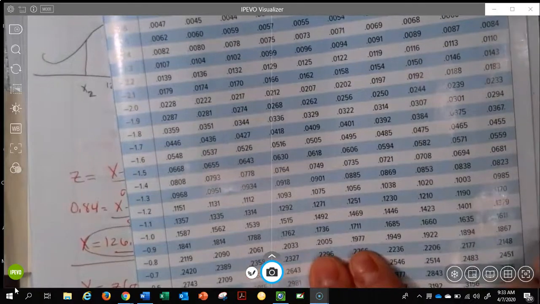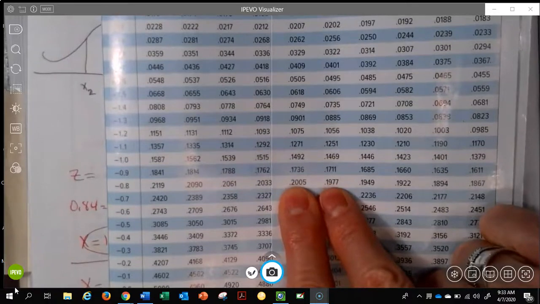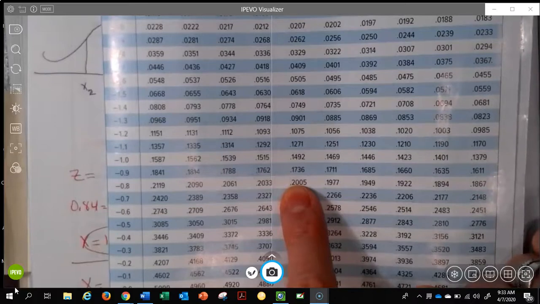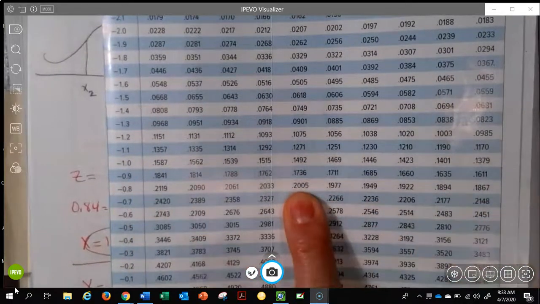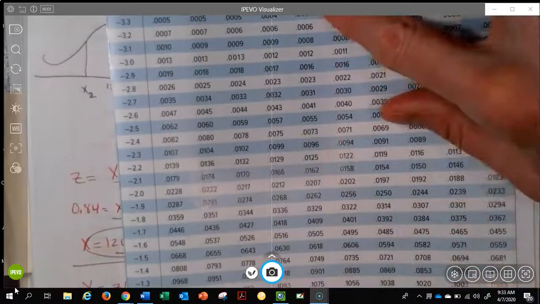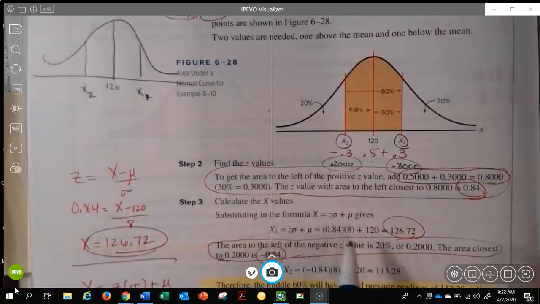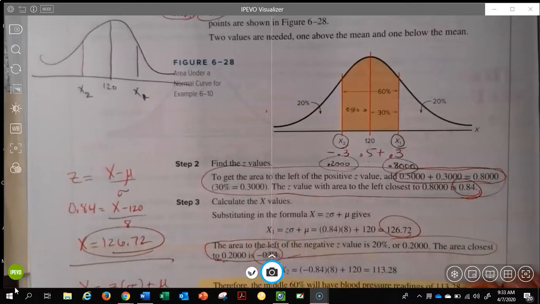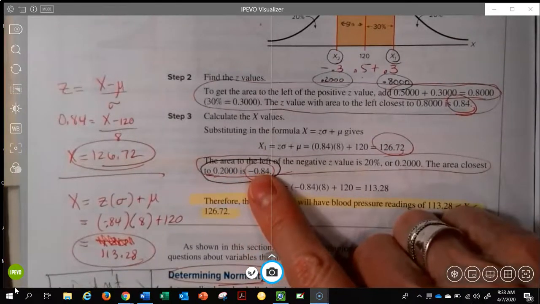If you see the 2,000, I'm looking for 2,000. Okay, right here. This is like 2005, and this is like 1977. So this one's the winner because I'm 5 away from the 2,000 that I need, and it's a -0.8, and up top is 4. And so you'll notice they've already calculated this in the book. Here it is. For the 0.2000, we're at -0.84.